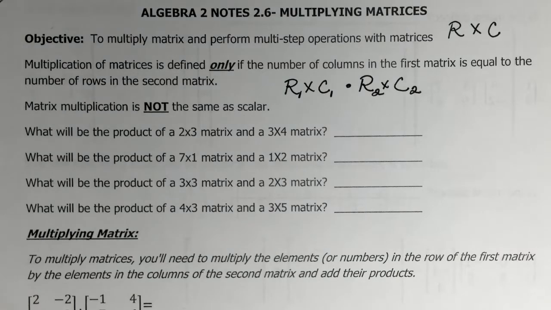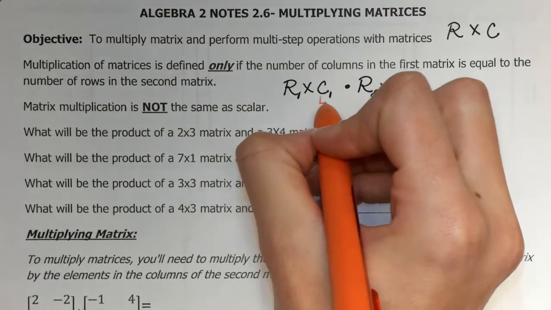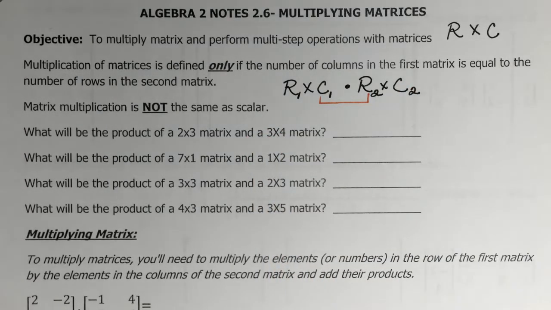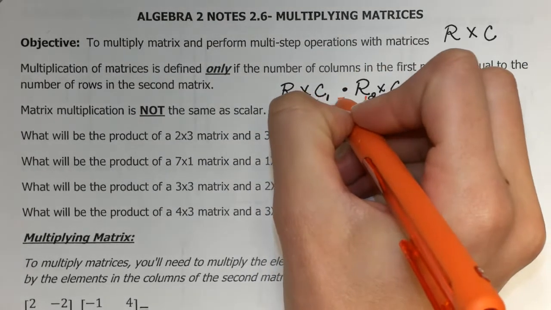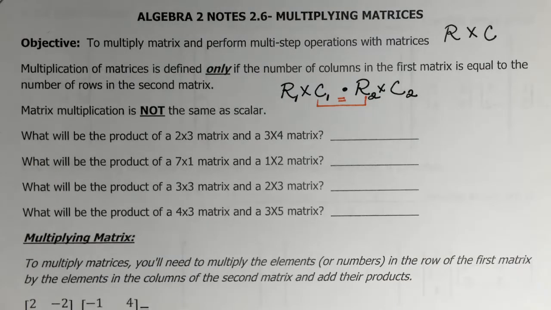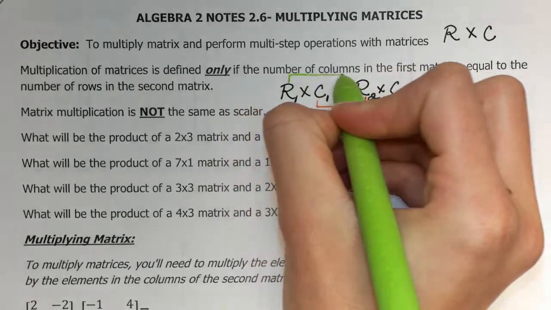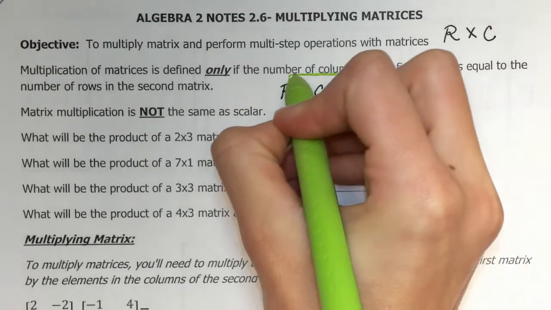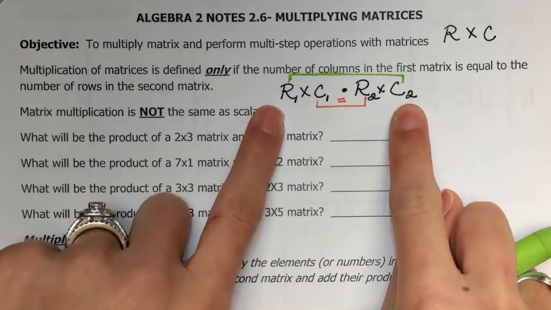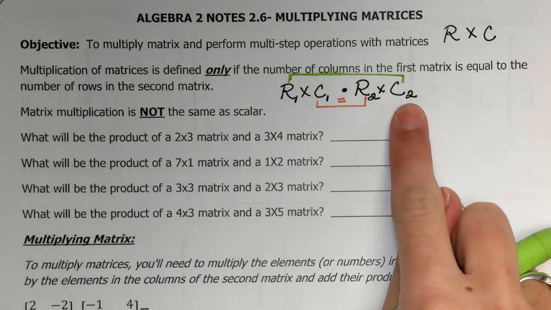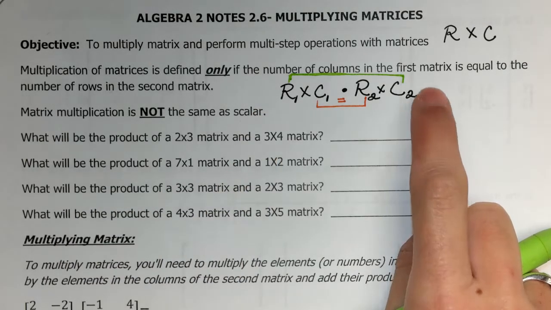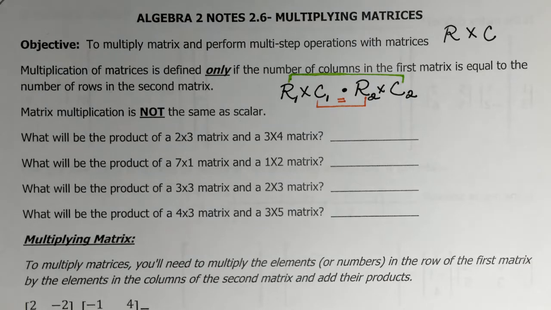As long as you write your dimensions in that order, as long as these two inside numbers are the same, as long as they are equal, you can multiply them. Okay? So if your two middle numbers are equal, you can multiply them, and your product matrix, your final answer, will have the dimensions of your first by your last number. So if the inside is the same, your product matrix is going to have the dimensions of the outside numbers, basically.